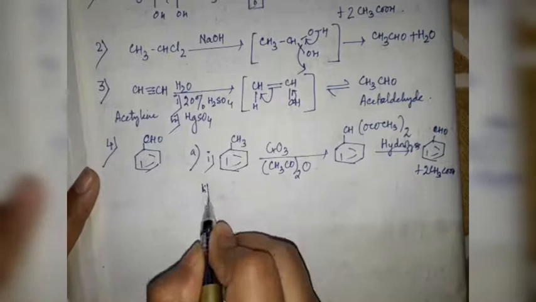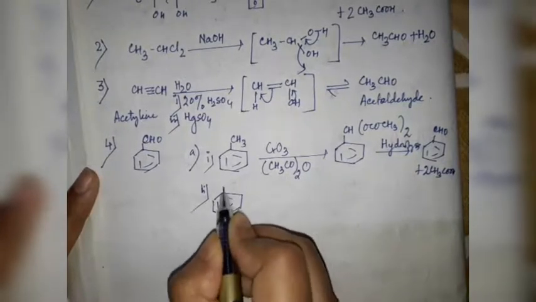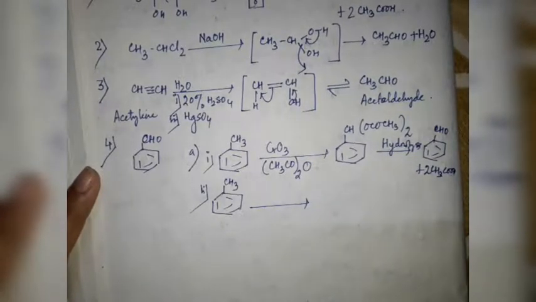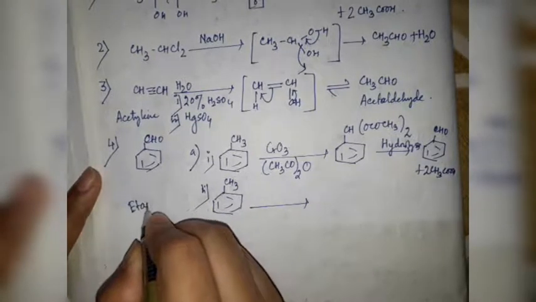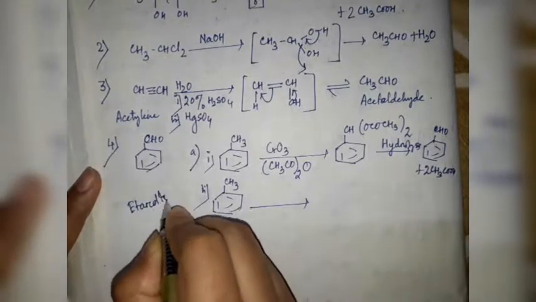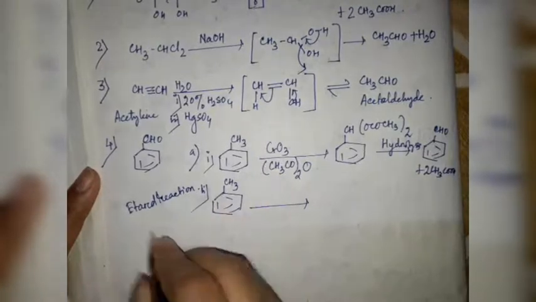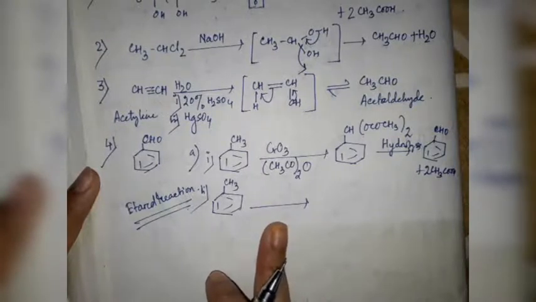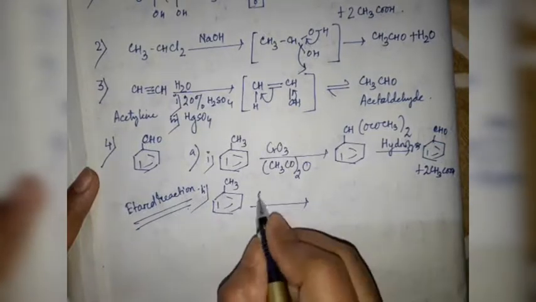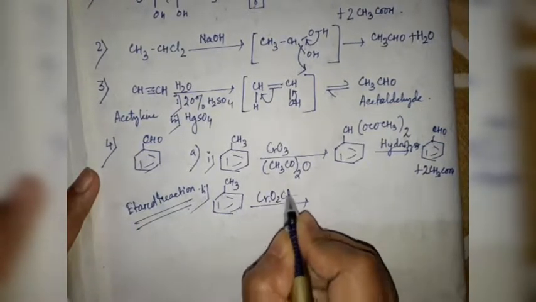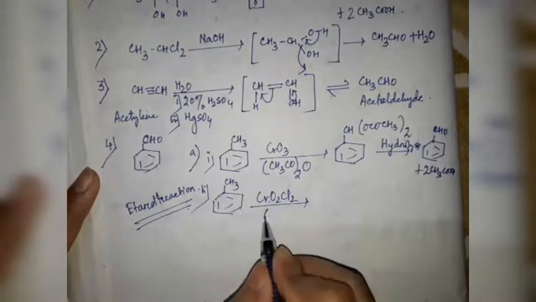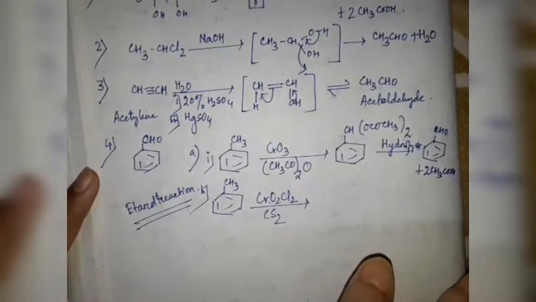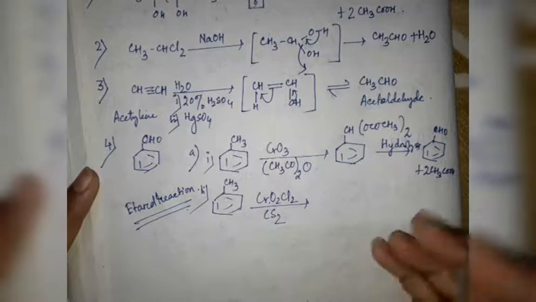This is number 1. Number 2, from the same toluene we are going to produce benzaldehyde. A name reaction is there which is known as Etard reaction. This is the name reaction by which we can produce benzaldehyde. When toluene is oxidized with a solution of chromyl chloride, CrO2Cl2, dissolved in CS2, that means carbon disulfide, and the resulting brown chromium complex is precipitated, after that it is decomposed with dilute acid.